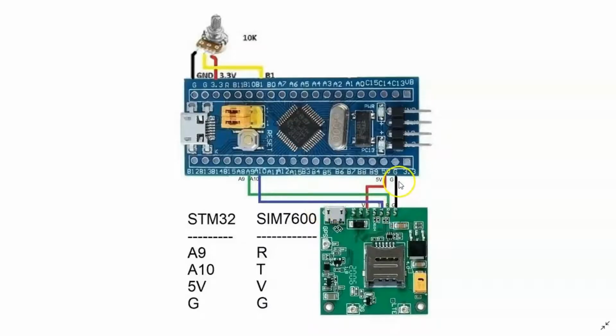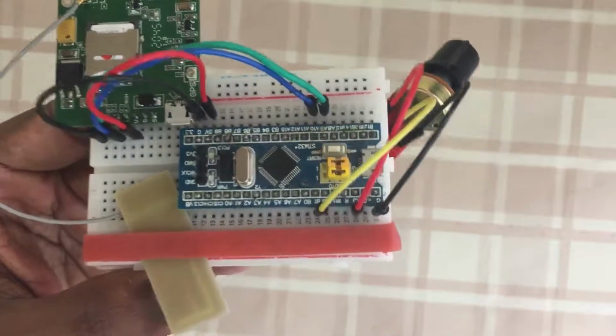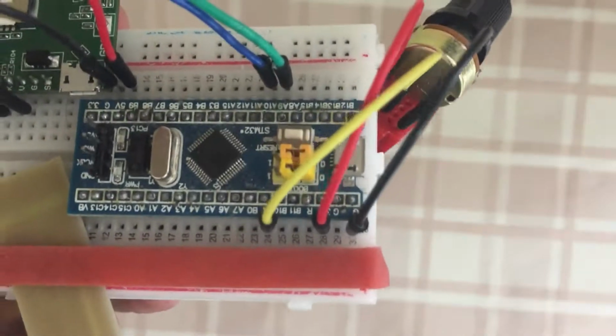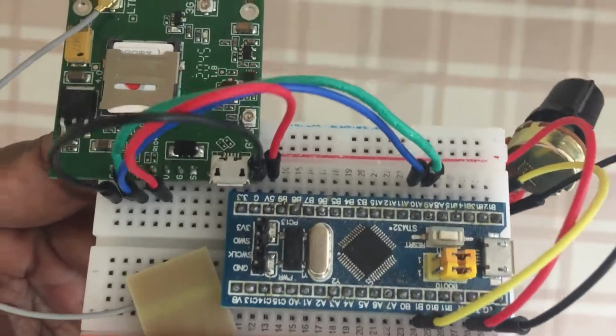The wiring diagram is here. G connected to G. V connected to 5 volt. You can supply from an external power source from USB also. R connected to A9, T connected to A10. For the potentiometer, both sides of the potentiometer connected to G and 3.3 volt, the middle pin connected to B1. The wiring connection is like this. The potentiometer is here, and the SIM module wiring is here.